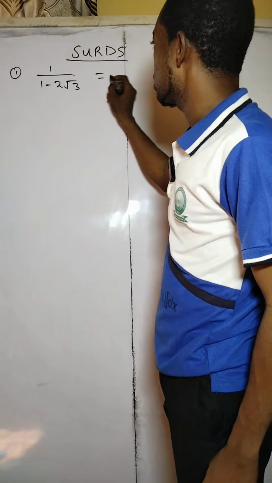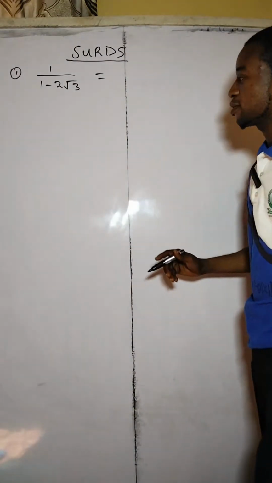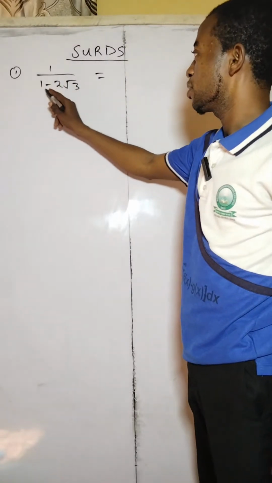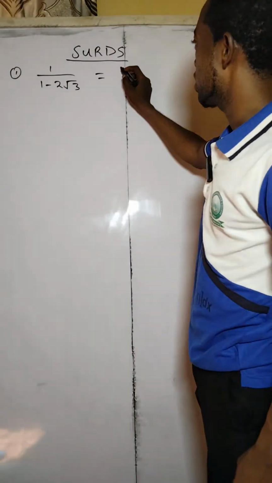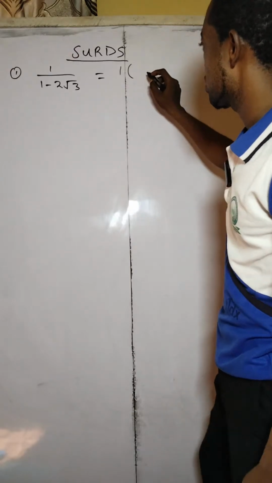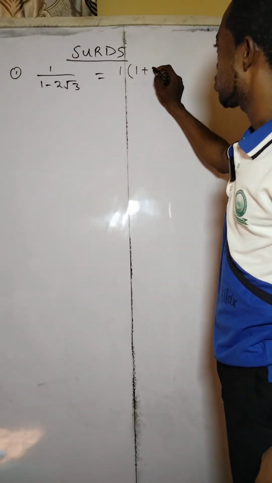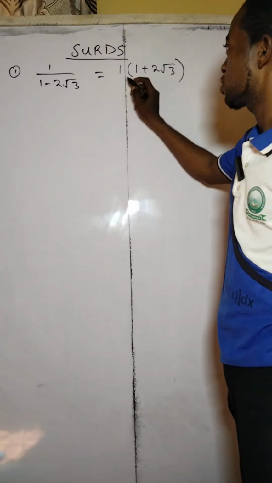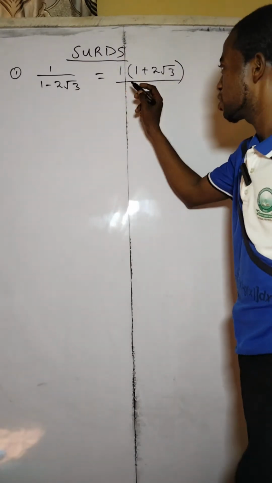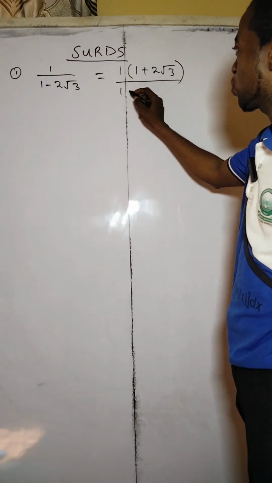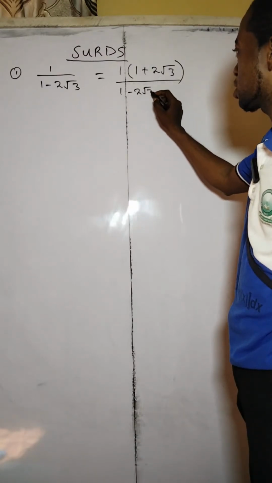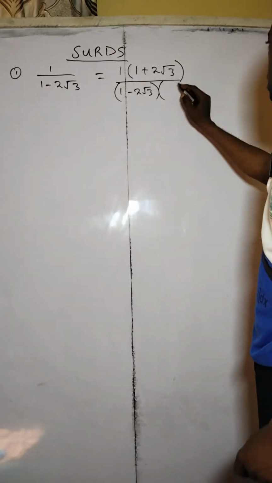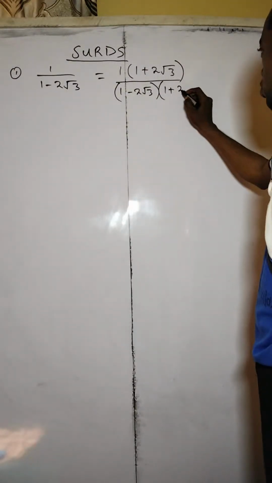Then from here, when we rationalize this, we multiply and divide by the conjugate of the denominator. It implies here we have 1 times 1 plus 2 root 3, which is the conjugate of the denominator. Then also multiply this by the same thing. So we have 1 minus 2 root 3. Then also multiply by the conjugate, which is 1 plus 2 root 3.